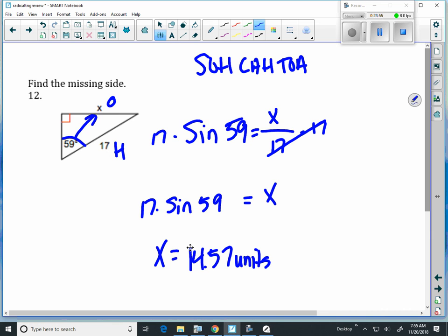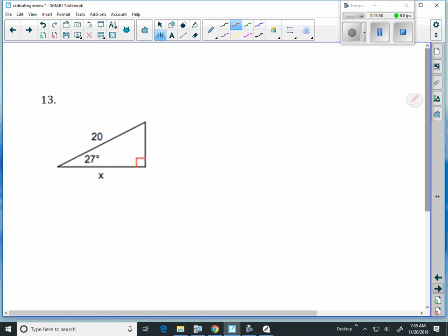Okay, so for the next one, we just have to figure out what kind of trig we're working with here. So if you look at X, how does X relate to 27? Adjacent, right? It's right next to. And then what is 20? Yep, that's your hypotenuse because it's across from that 90-degree angle. So what are we working with here? Which trig function? Cosine. Okay, we're working with A and H, that's cosine.